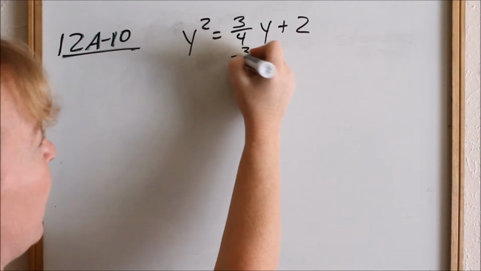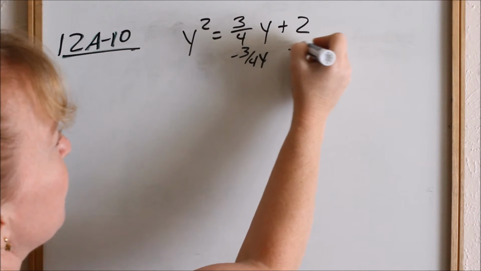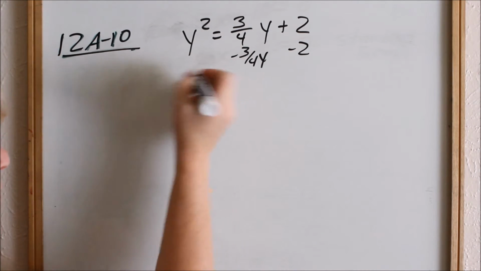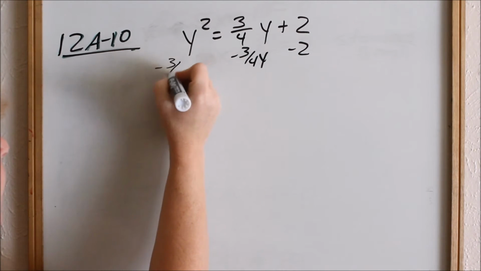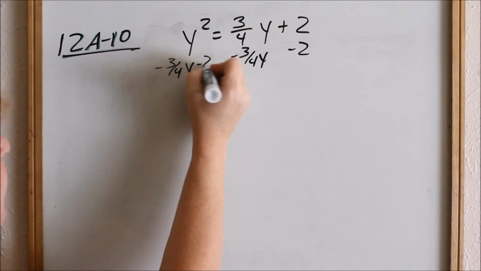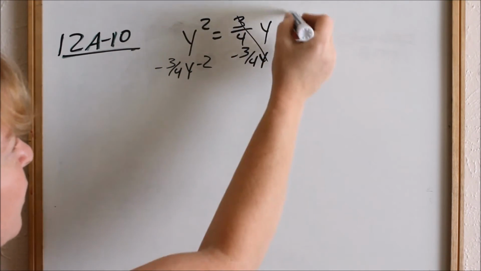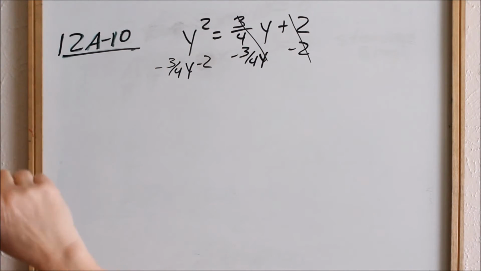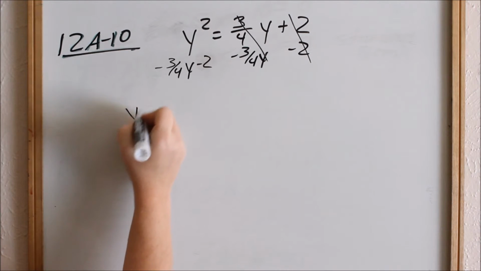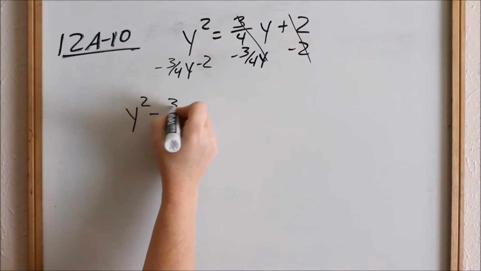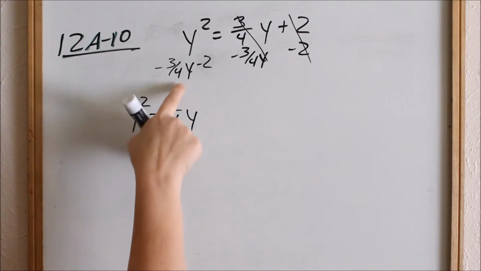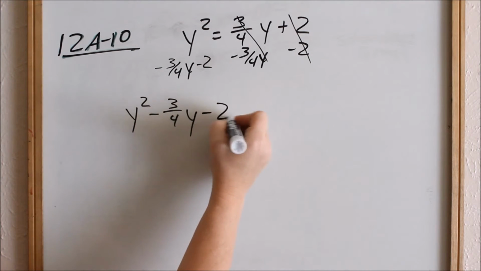So I'm going to subtract a 3/4 y and subtract a 2. So that means I have to do it to the left-hand side as well. The 3/4 y and minus a 2. So over here, those go away. So on the left, I'm putting everything in order. Y squared first, minus my y term, which is minus 3/4 y, then minus 2.